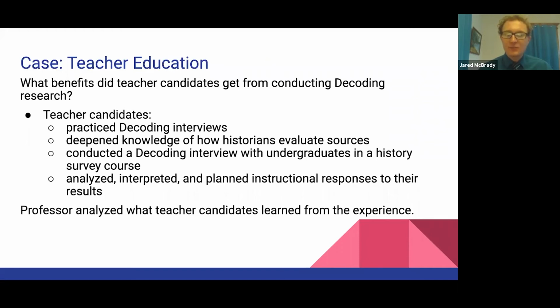The teacher candidates practiced with each other to decode their own disciplinary thinking when they selected credible sources to include in a history paper. Then teacher candidates deepened their knowledge of how historians evaluate textual sources through our reading and discussion of research literature. Next, teacher candidates conducted a decoding interview with undergraduate students in a world history survey course, prompting those students to decode their thinking used to choose sources for a history paper.